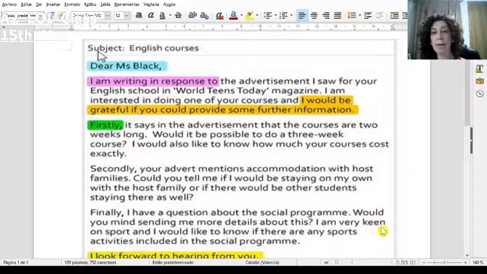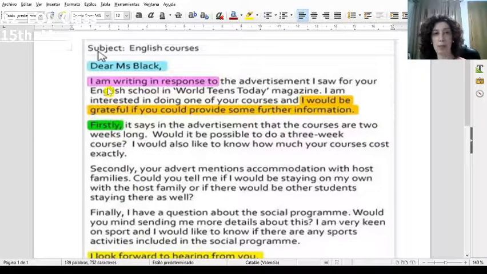I am very keen on sports. Interested takes the preposition in, ¿vale? Interested takes the preposition in, but keen, which is being fond of something, takes the preposition on, ¿vale? I am very keen on sports and I would like to know, me gustaría saber, if there are any sport activities included in the social program.